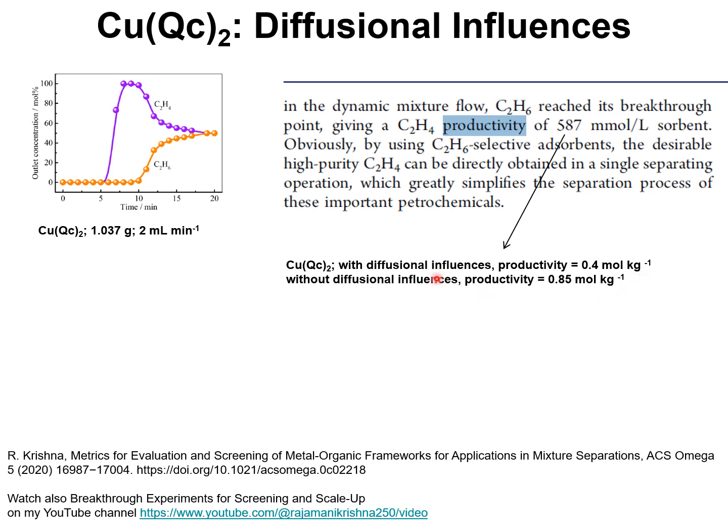if, in the hypothetical case, the diffusional influences were absent. The productivity would have been 0.85 moles per kilogram, more than a factor 2 higher. For further explanation of the influence of diffusion on experimental breakthroughs, I refer you to my paper. Watch also the YouTube presentation, Breakthrough Experiments for Screening and Scaling Up.